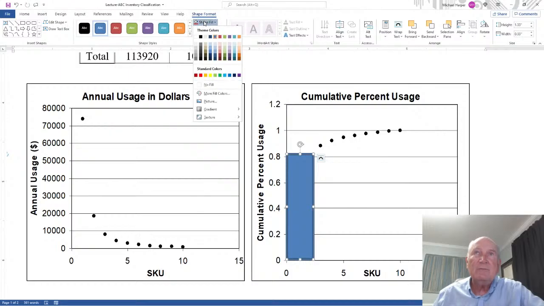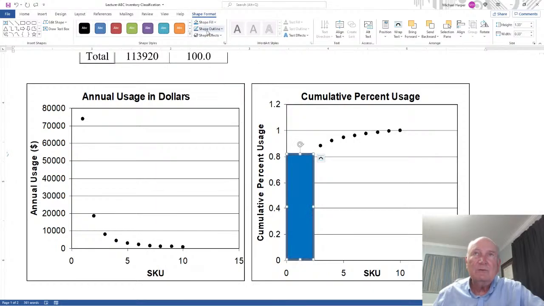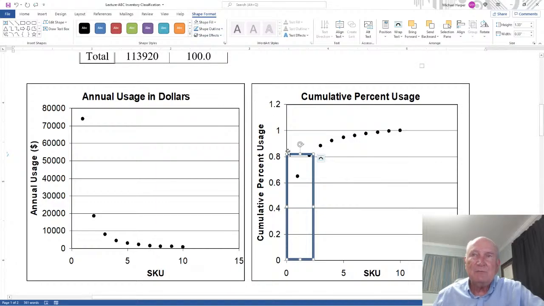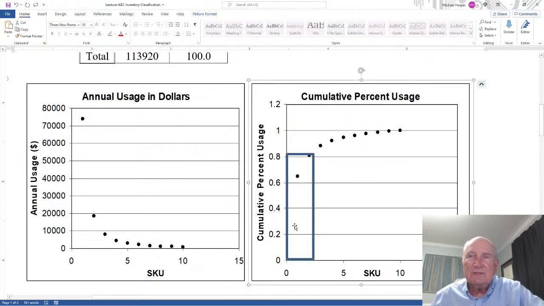And let's shape fill. Let's keep it blue. I like the blue. Nothing wrong with the blue. Keep it blue. But the shape fill, make it no fill. And then the shape outline, keep it blue. So you say, okay, well, these right here, these SKUs, here's the 80%, these are my A items.